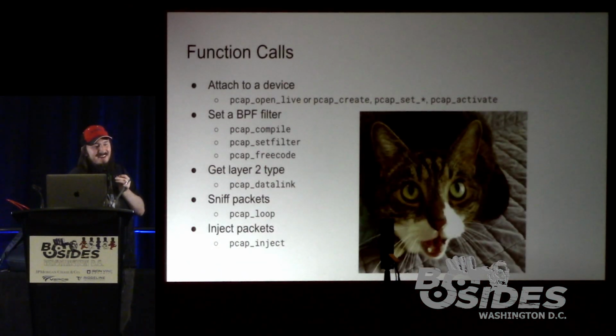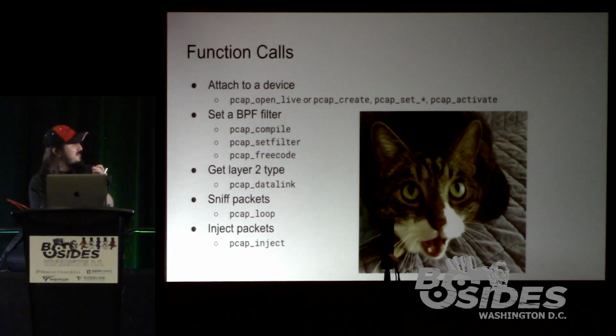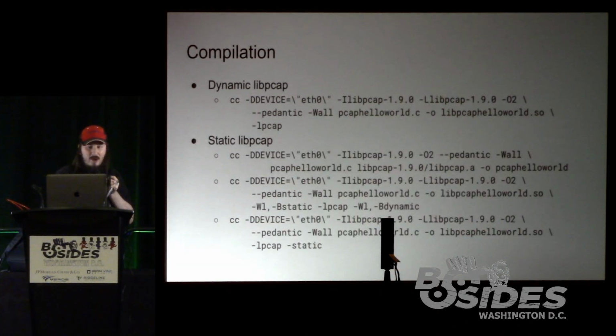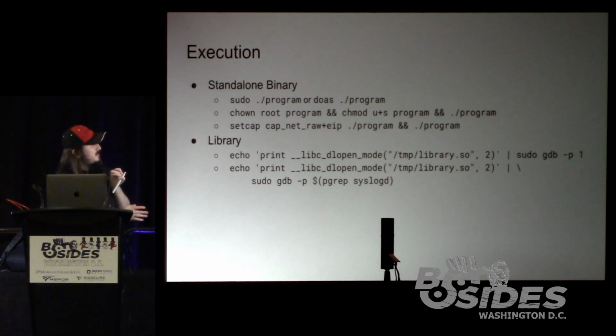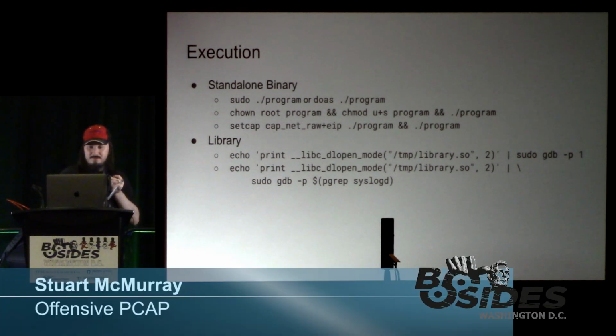All right, so in summary, if you're going to use PCAP, and I recommend it, it's a neat thing to learn how networking and how things work under the hood with a little bit of abstraction layer. You have to attach to a device, so either pcap_open_live or pcap_create, set, and activate. It's usually good to set a BPF filter. You don't necessarily have to, but if you're going to do it, compile the filter, set the filter, and free the memory. Depending on what you're doing, it's usually good to grab the data link type, and then sniff and inject. Off you go. I'm not going to read this, but it's a good reference for how you can compile it, and likewise for how you would execute it.